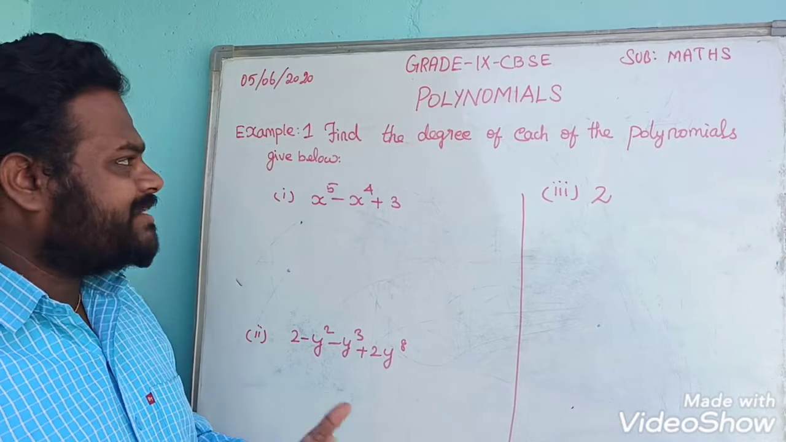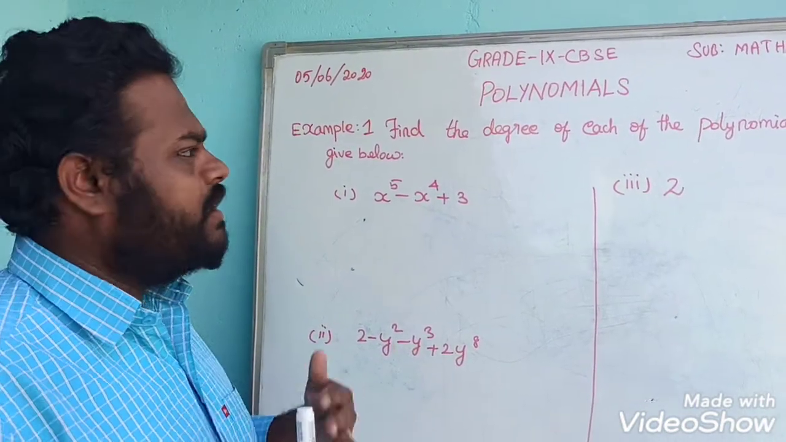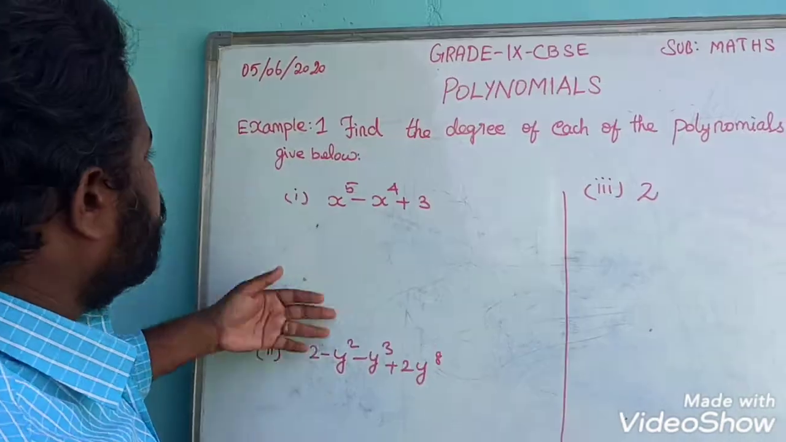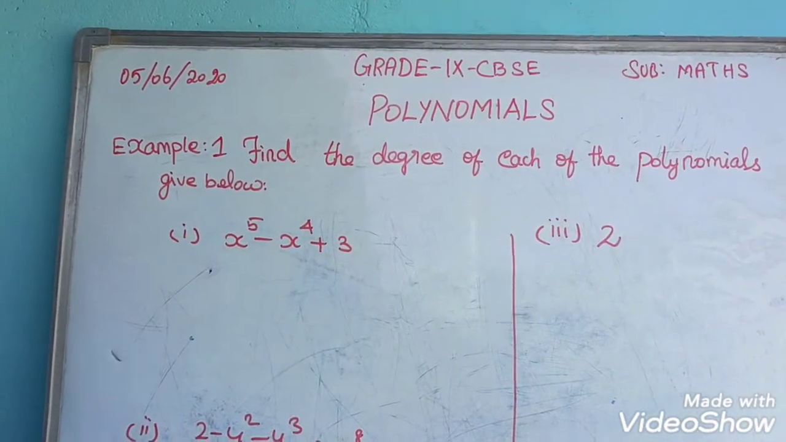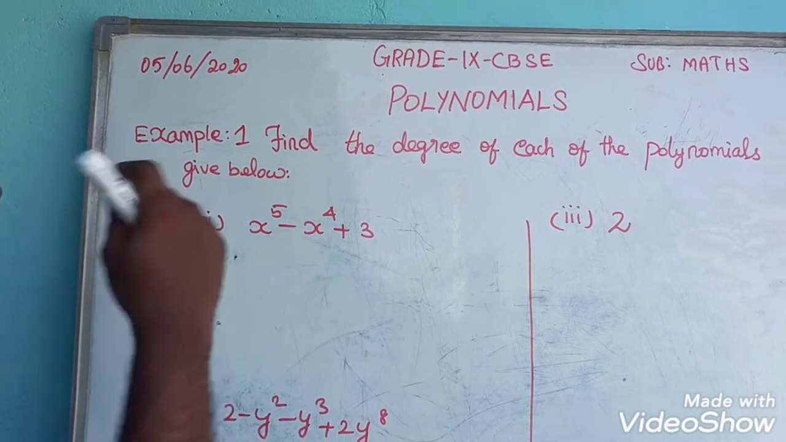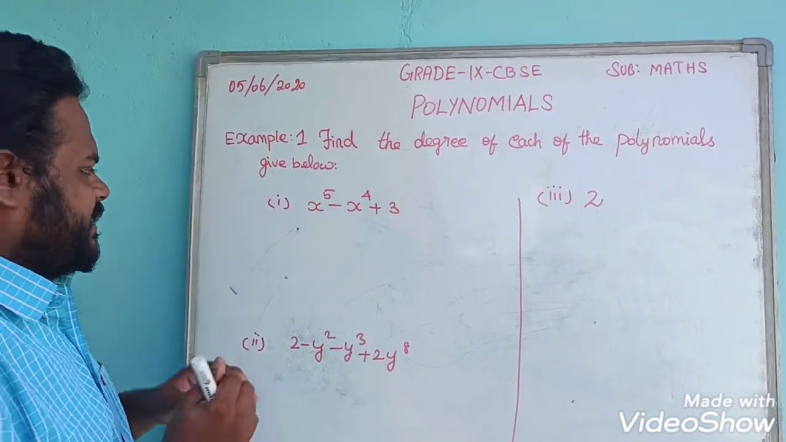Okay, last class I explained the types of polynomials and the definitions regarding terms, expressions like that. So today we will see example 1. Find the degree of each of the polynomials. I already explained that you have to find the degree. Degree is nothing but the highest exponent of the expression.